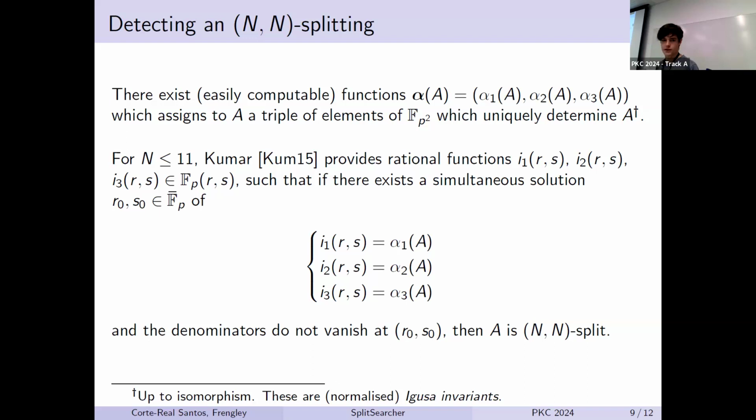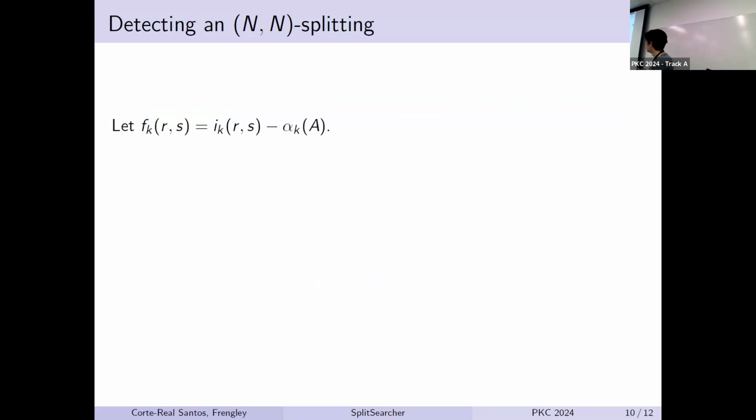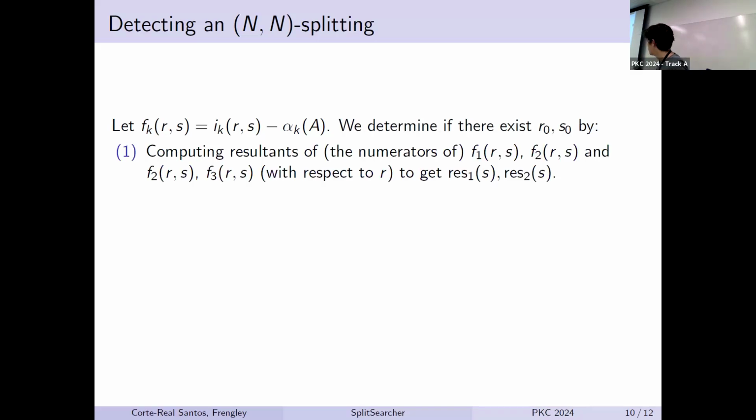And so that's what we do. We take some rational function, fk. This is just the difference. We want this to be 0 if we want it to be NN split, or more precisely, we want an R0 and an S0, which we can plug into this and make it equal to 0. To do that, one can just take the numerators of these things and ask them to be 0.